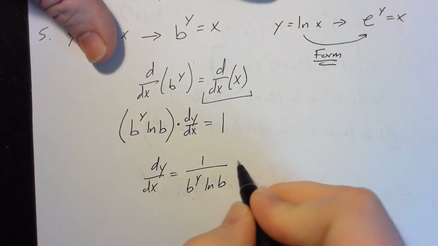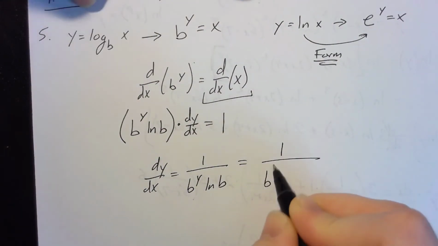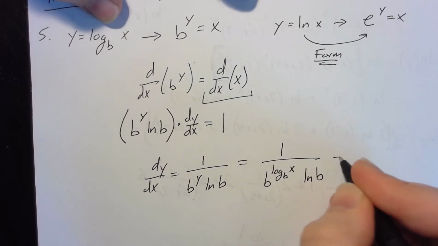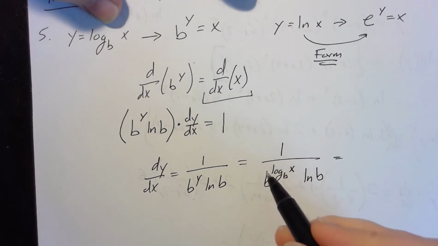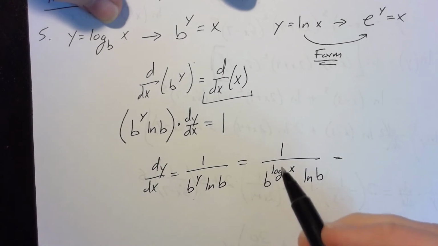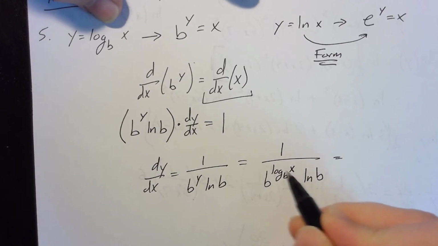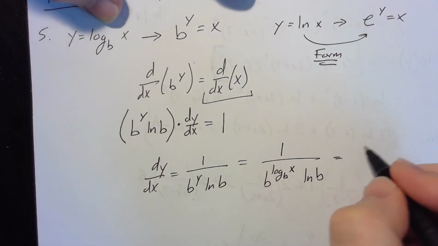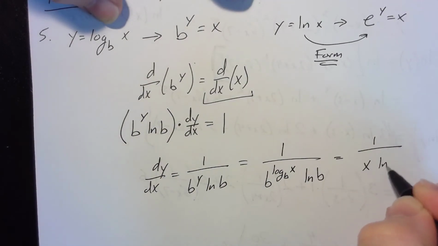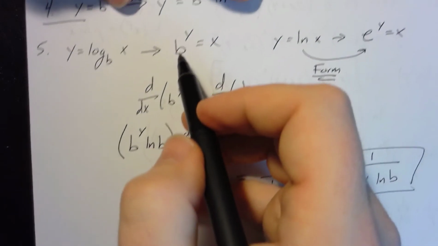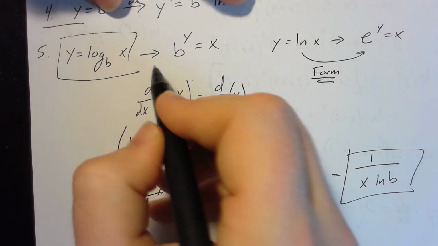And then I'm going to replace my y with what it really is. y is log base b of x, and then natural log of b, which means, again, if we recall our identity formula for exponential and log functions, b to the power of log base b of anything is anything. So this is 1 over x natural log of b. This right here is the derivative of this function.